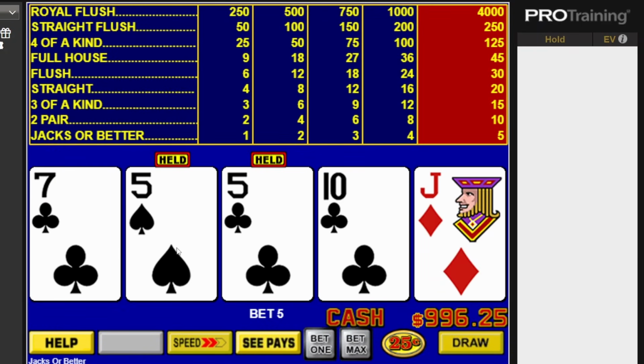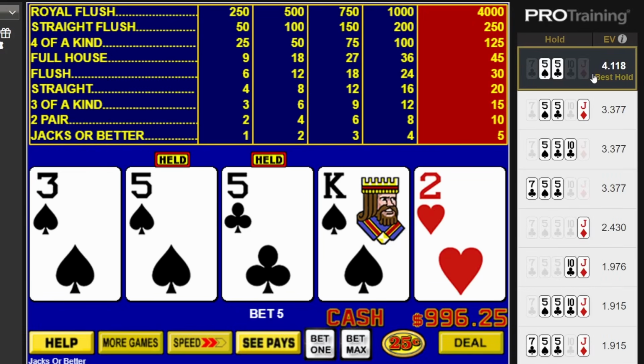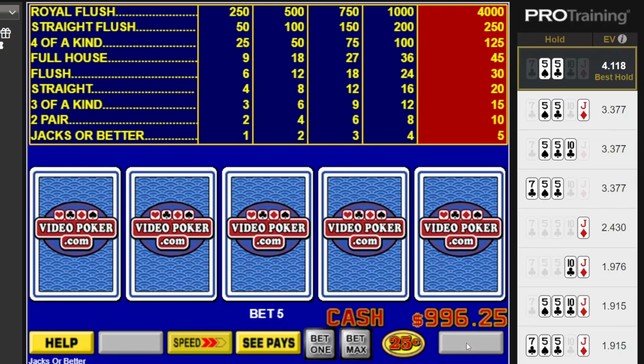We're going to do pocket fives here. A pair is always great in jacks or better. 3 to the flush, not that great. If there was nothing else, we would do fives first, then we would do jack, then we would do flush, then we'd do a redraw. Here you can see we were correct. Let's go to the next hand.